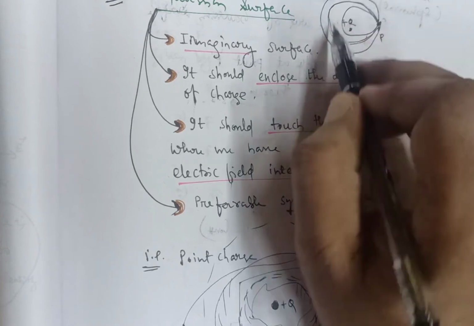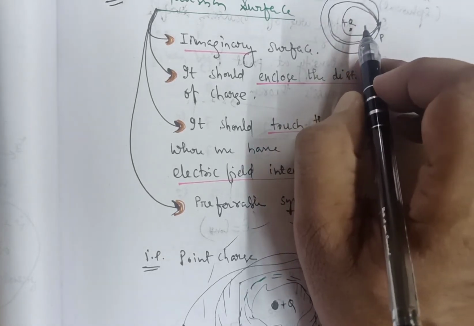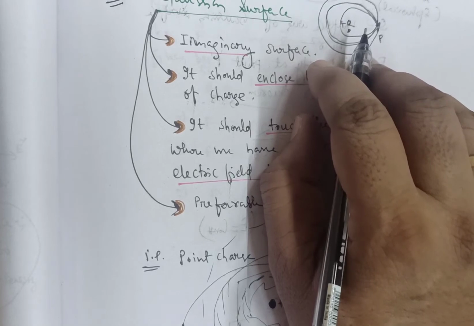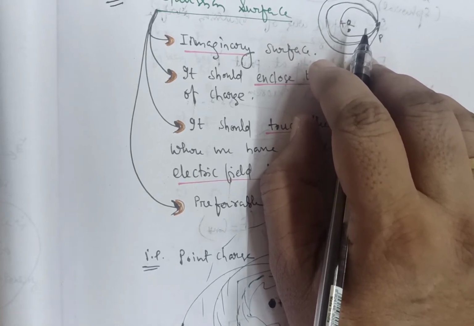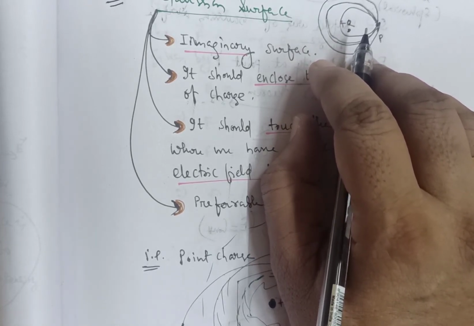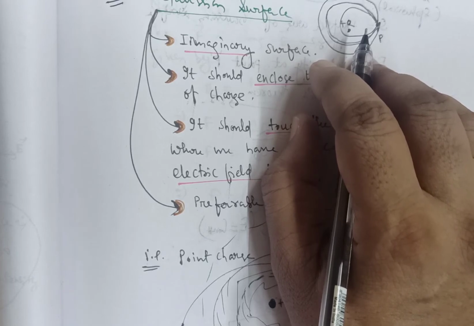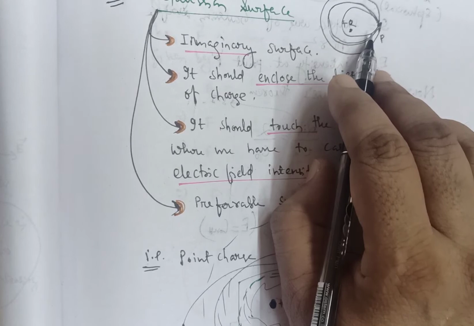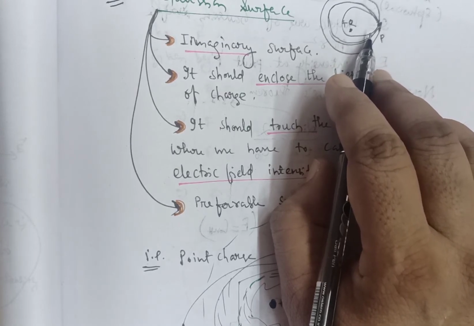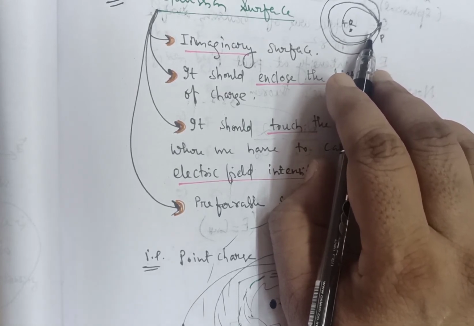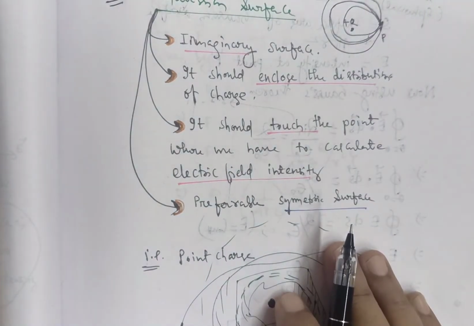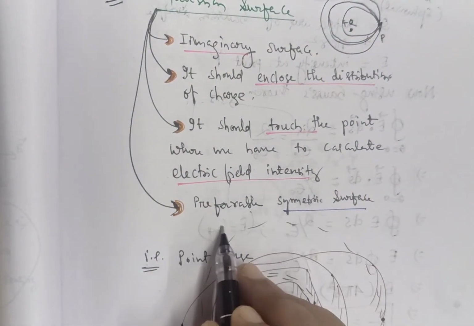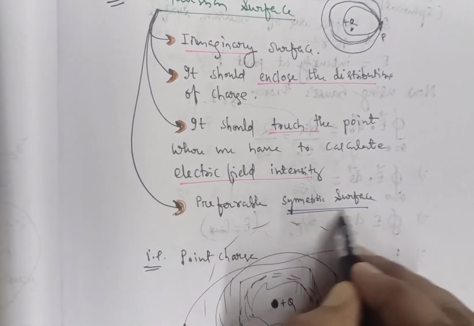Then you will ask, sir, so many Gaussian surfaces can be drawn, which one will you take? You can use any one of them, but for convenience, from practice, it is seen that if you choose a symmetric Gaussian surface, then it will be better for you in calculating the integration. That's why in the last point it is written that a symmetric surface is preferable.